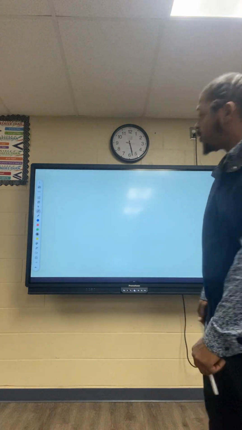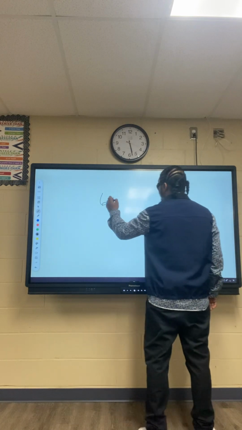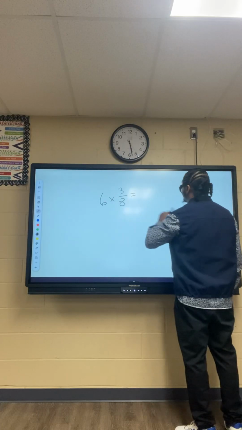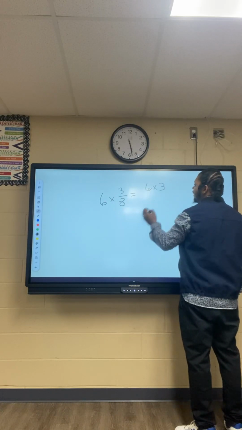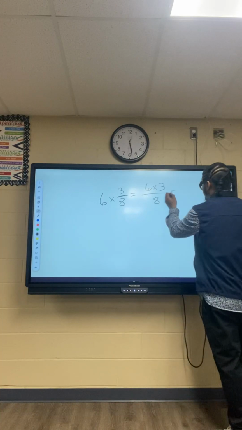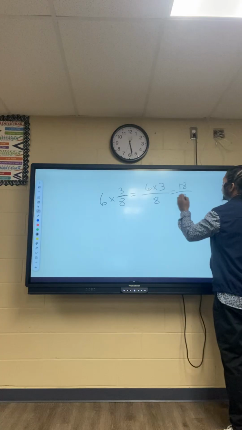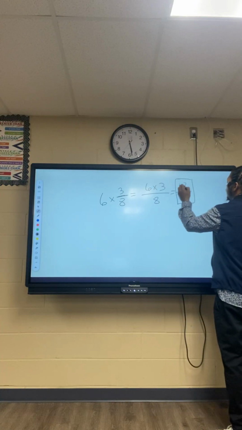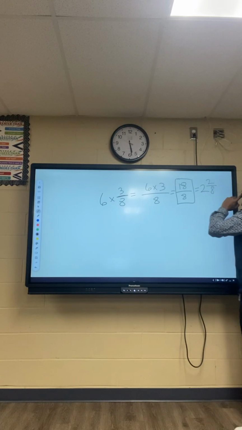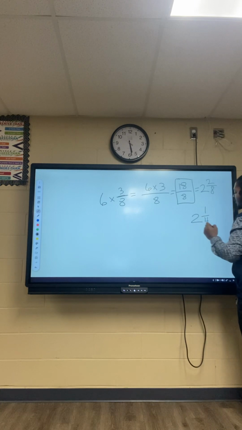So I'm gonna solve 6 times 3/8. So the first step is to do 6 times 3. And then that line means we're gonna divide that top part by 8, okay? So we have 18 over 8, which is an improper fraction. And we're gonna turn that into a mixed number by asking ourselves, how many times does 8 go into 18? So 8 goes into 18 2 times with 2 left over and an 8 at the bottom. And if you would like to reduce that, then you would say 2 and 1/4, okay?